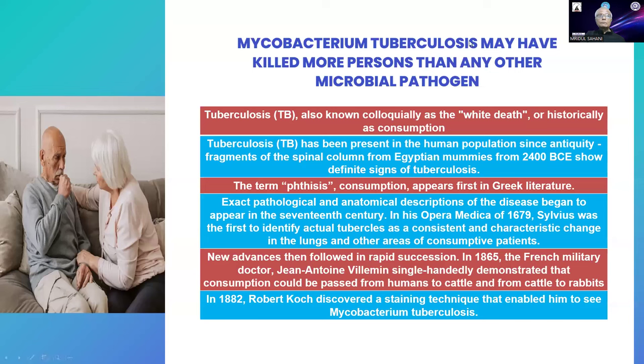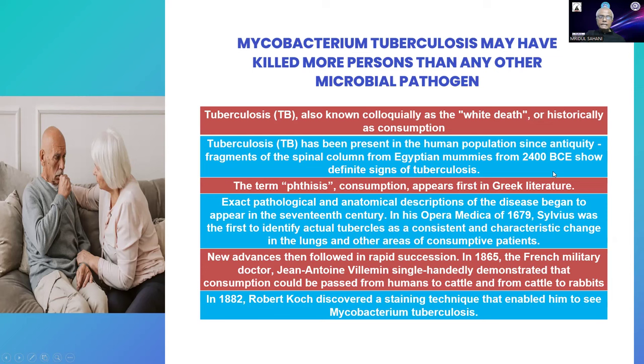Mycobacterium tuberculosis was a late ancient, recent development that has killed more than any other microbial pathogen. This tuberculosis is known colloquially as white death, or historically as consumption. Consumption is consuming. It has been present in the human population since antiquity, and in the Egyptian mummies it is also recorded, 2400 BCE.